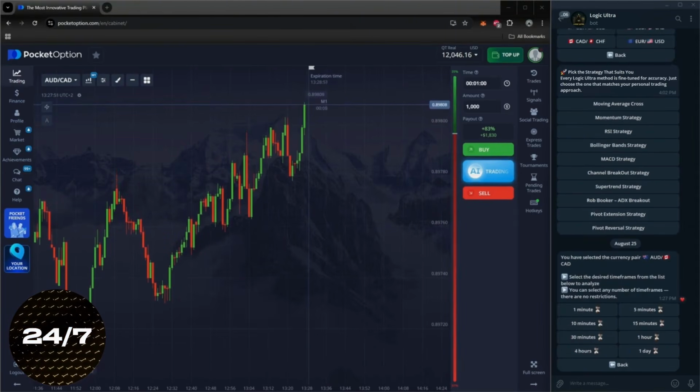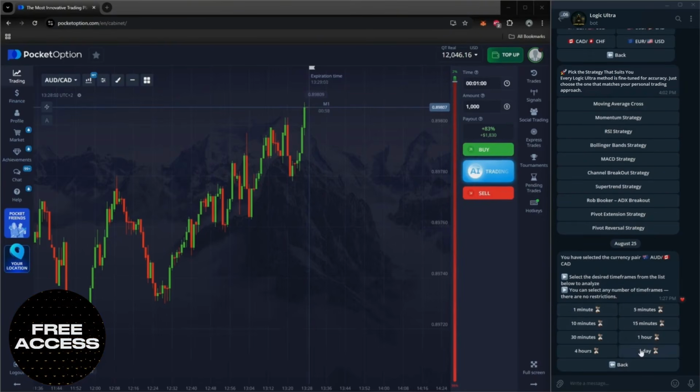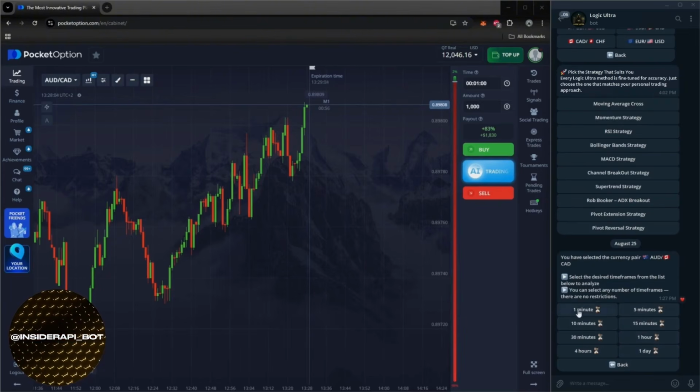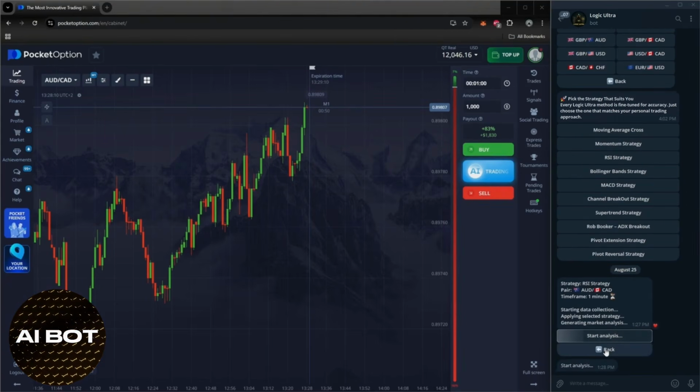And the good thing about this robot is that it will actually adjust the strategy settings to the time frame that you select. So for example, 1 minute settings for the strategy will be completely different than 1 day because it's a completely different type of trade. So let's select 1 minute for now. That's what we need. And now we press start analysis, and that's the entire process. That's how simple it is. The robot will do the rest of the work for you.